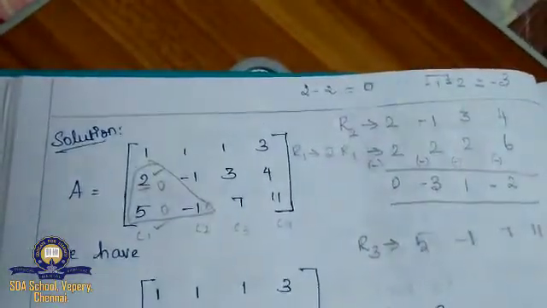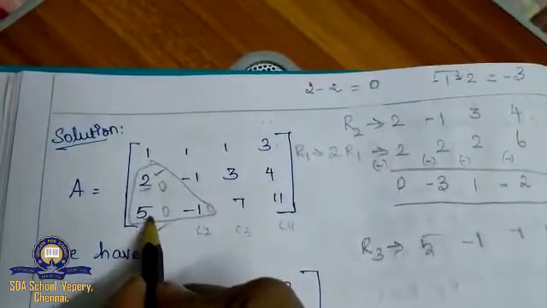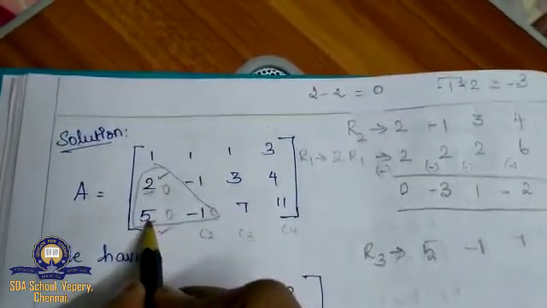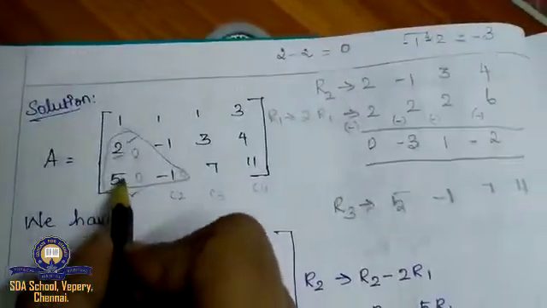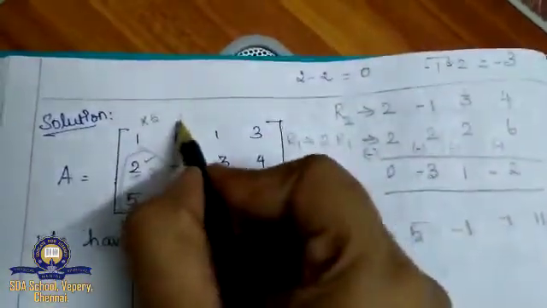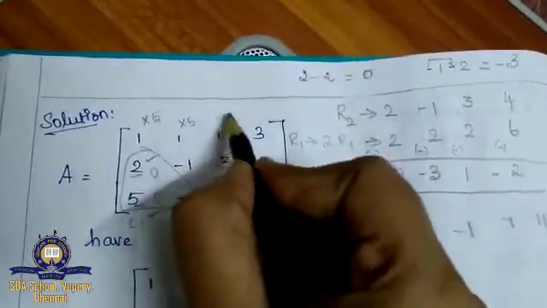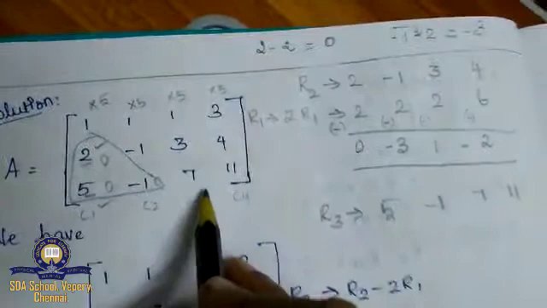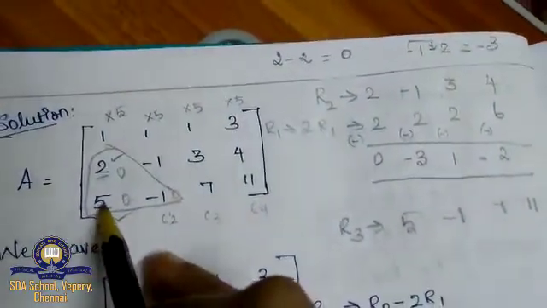We have to multiply the first row with what number? Here 5 is given, right? Here your first number is 5. So you have to multiply my row 1 with 5. So what we did for row 2, similarly we have to do it for row 3, because I need to make this value as 0.